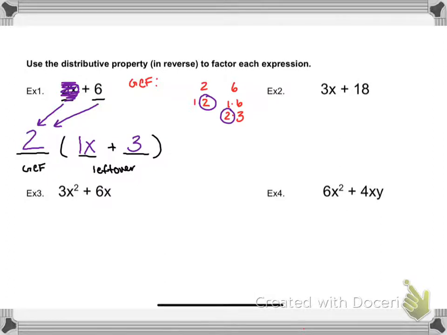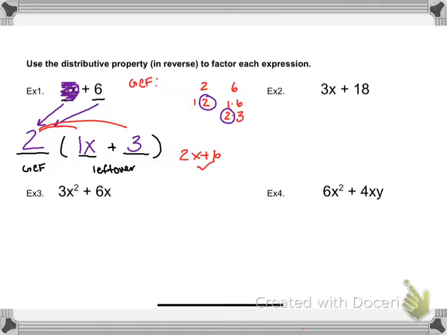If you're unsure for the first few times, I would consider checking it. To check it, I'm going to do what I know. I'm going to distribute that 2. And when I do that, I get 2x plus 6, which is what I started with, before I scribbled it out. So that's a way to check it if you're unsure. I know you might be confused. That's okay. We're going to do a bunch of examples. Just don't you worry. All right, so next one, 3x plus 18.